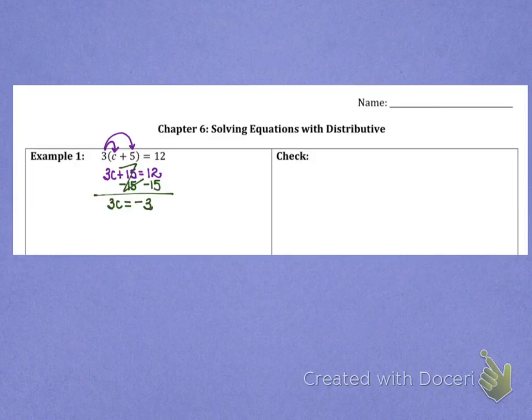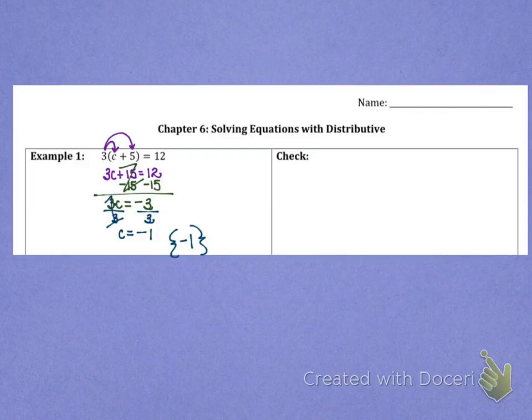Now we're down to a one-step equation. There is multiplication in between the 3 and the c. To undo that, we're going to divide both sides by 3, the coefficient. c is going to equal, and 3 divided by 3 is 1. c is going to equal negative 1, and we're going to put that in set braces.